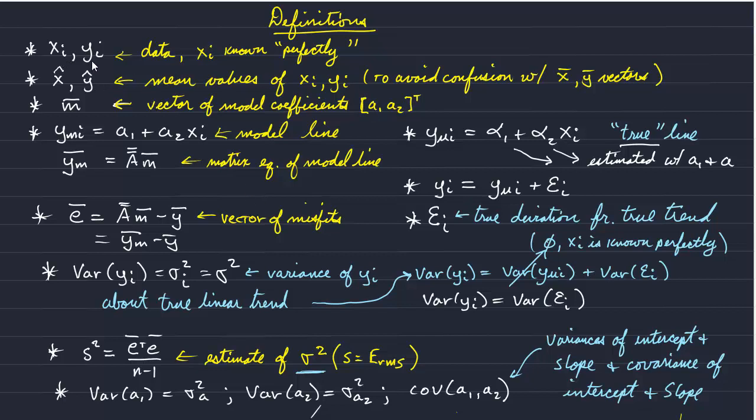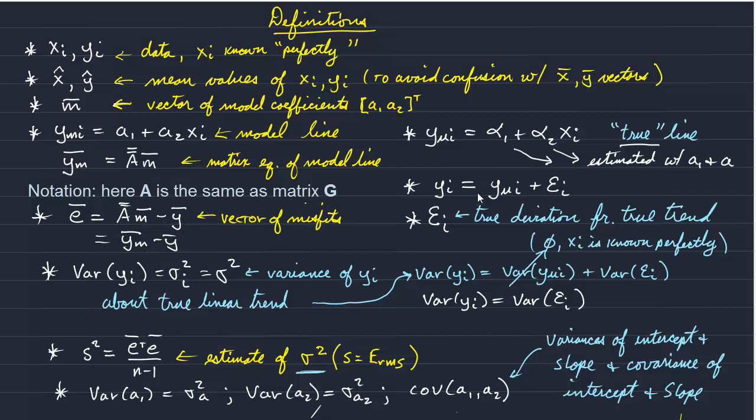Okay, so y_i and x_i are again our pairs of data. x hat and y hat are the mean values of our data values. And m is our vector of model coefficients, in this case the slope and intercept. This y sub m_i is our model line, and we can write that in vector form as y_m equals our A matrix times m, representing the model line for all n values of x. Our error vector is the difference between our model values and the measured values of y. So that's y_m minus y.